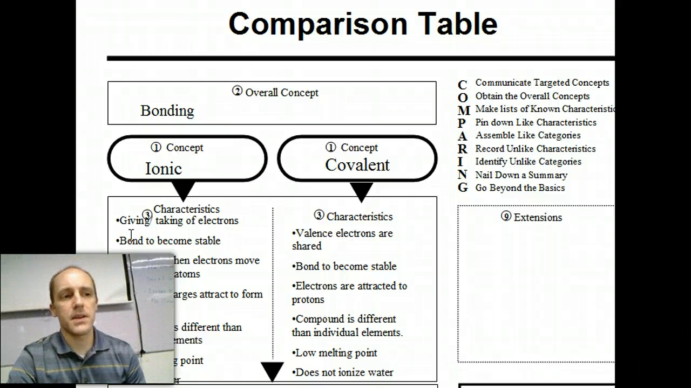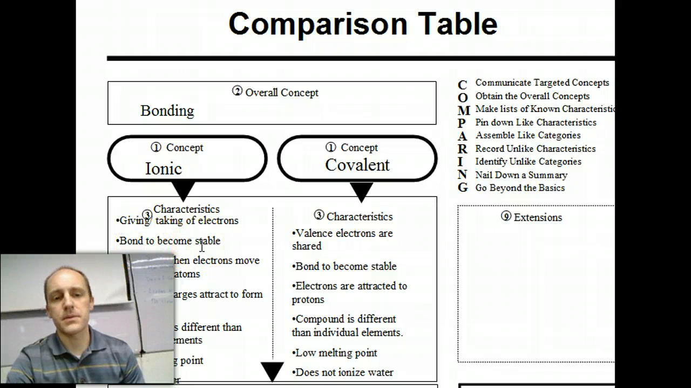is this idea of giving and taking of electrons. And the reason for that is so that the atom can become stable. And it goes back to that wanting to have a complete outer energy level. When the electrons either leave or join the atom, then they become ions. So that's the next thing listed here. They form when electrons move away and join atoms. And then looking at how the actual bond, then it's the opposite charges that attract to form the bond.